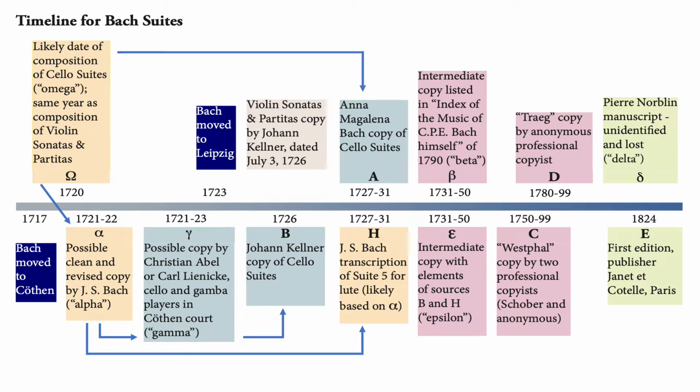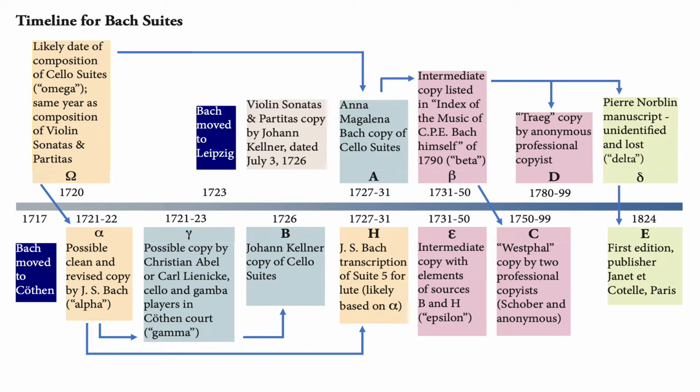The Anna Magdalena Bach copy, source A, was made sometime during this same 5-year period in Leipzig, and thus may have been made from the original Bach manuscript Omega, while Alpha was being used for the transcription. Both the Anna Magdalena Bach copy and the J.S. Bach transcription for lute were written during the 5 years after Kellner's copy.